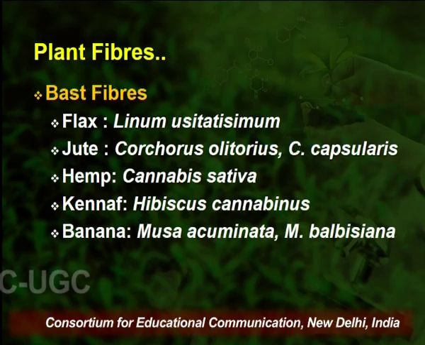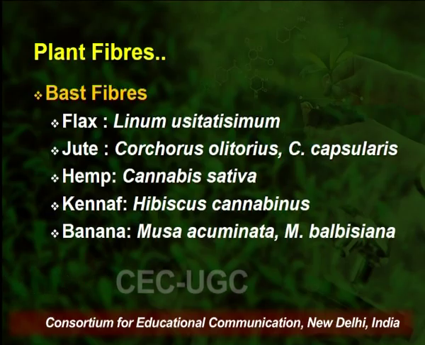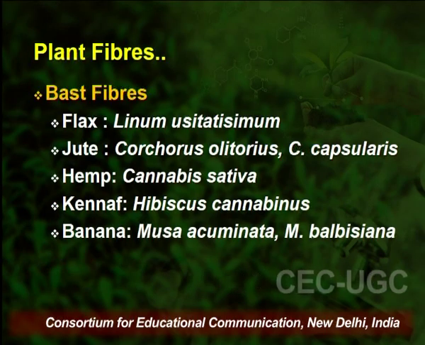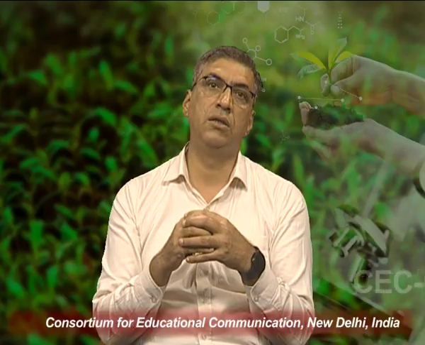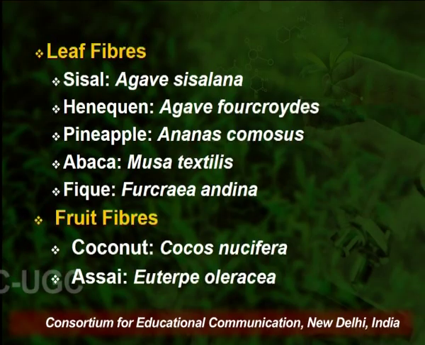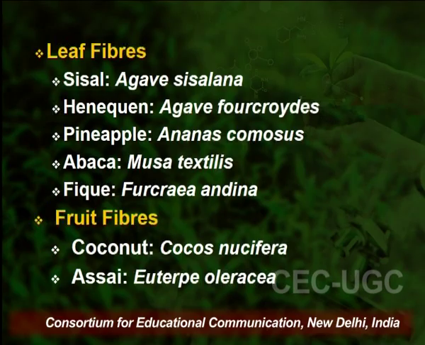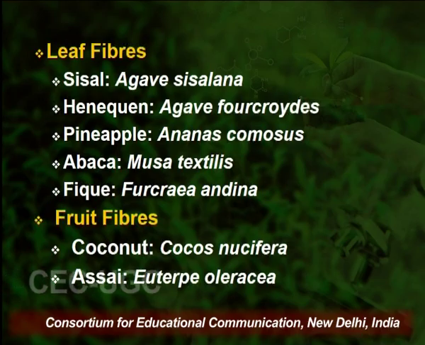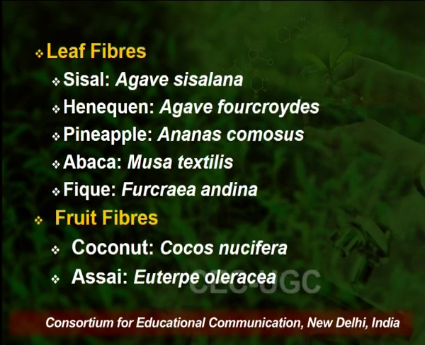Then bast fibers are also obtained from the banana tree, which is nothing but Musa acuminata or Musa balbisiana. So, these are the common examples of the bast fibers. Moving on to the examples of leaf fibers, we have sisal, that is Agave sisalana, henequen, that is Agave fourcroydes. Leaf fibers are also obtained from pineapple, that is Ananas comosus, abaca, that is Musa textilis, or fig plant, which is nothing but Furcraea andina.